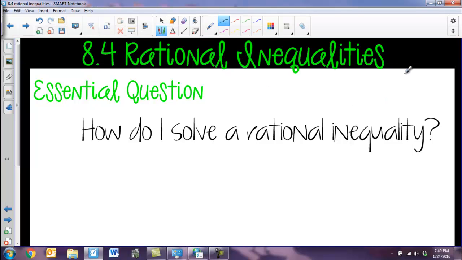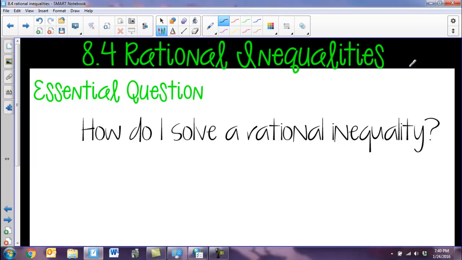Hey guys, today we are going to bring everything together and talk about rational inequalities. Rational inequalities are going to be very similar to both of the things we've done so far. It's going to look a lot like the polynomial inequalities, but it's really going to look like when we talked about using a sign chart to graph a rational inequality or graph a rational function.